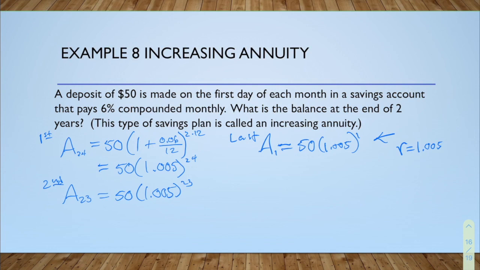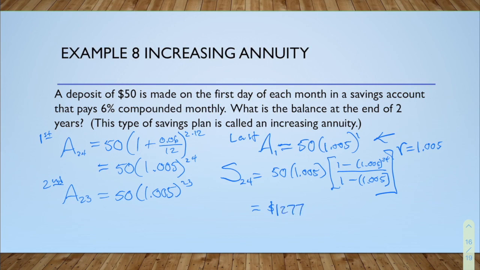and that r is equal to 1.005. So what we're going to do then is use the formula for the sum of a finite geometric series. And so we're going to do that. So S sub 24 is going to be a sub 1, which is 50 times 1.005, and that times 1 minus r, which is 1.005 to the nth power, which is 24, and that divided by 1 minus r, which is 1.005. Now, if you put that all together, it comes out to be, on a calculator, $1,277.96. So by investing $50 a month for 2 years, you end up with $1,277.96.